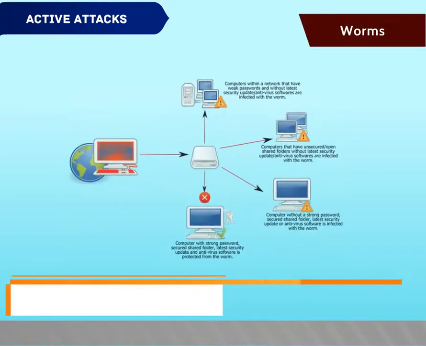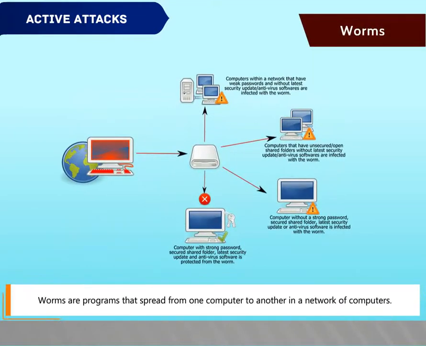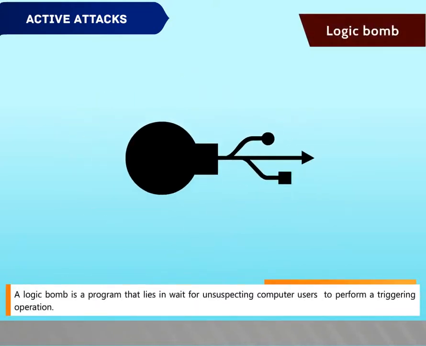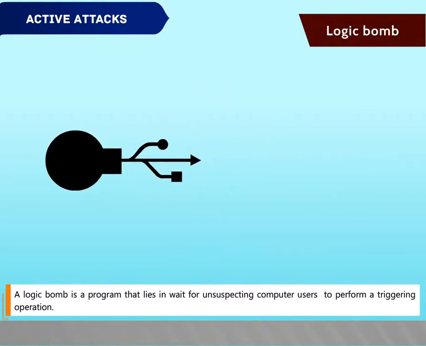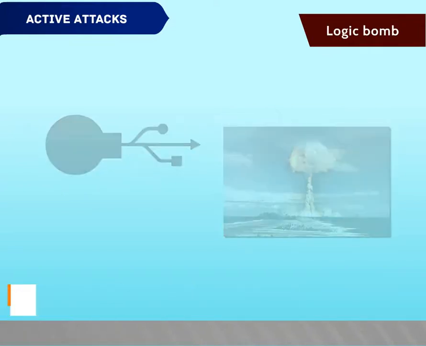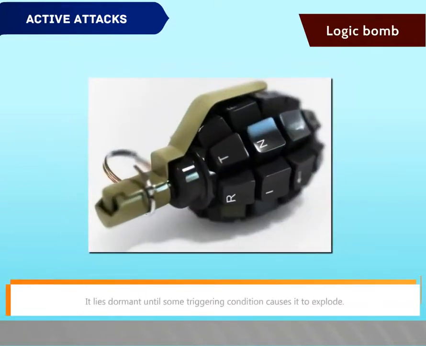Worms. Worms are programs that spread from one computer to another in a network of computers. Logic bomb. A logic bomb is a program that lies in wait for unsuspecting computer users to perform a triggering operation. It lies dormant until some triggering condition causes it to explode.